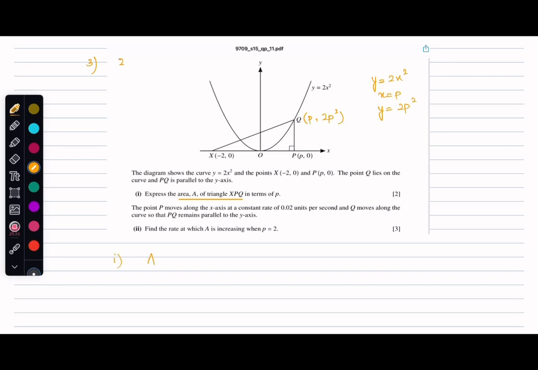So to solve this, I need to have the area of the triangle XPQ. So this area is given by half into base into height. The base here is XP, and the height here is going to be PQ. So for the base as XP, I can say that as I'm going to have the length here, I can simply say that this length is going to be p plus 2.